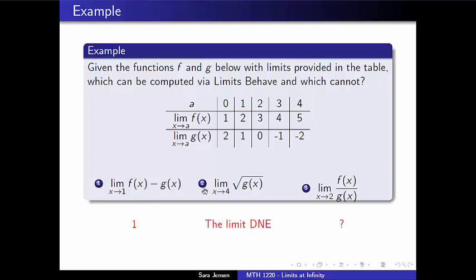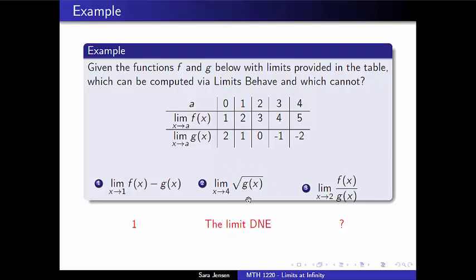Now, for example number 2, we are not really allowed to use the limits behave theorem here, and yet we're still able to figure out what is going on with this particular function. What we know is that as x is approaching 4, the function g is approaching -2. And when we try to take a square root of that, that's going to be undefined. This is not a thing that is going to make sense. Therefore, we can say that that limit does not exist because this isn't even going to be a well-defined thing.